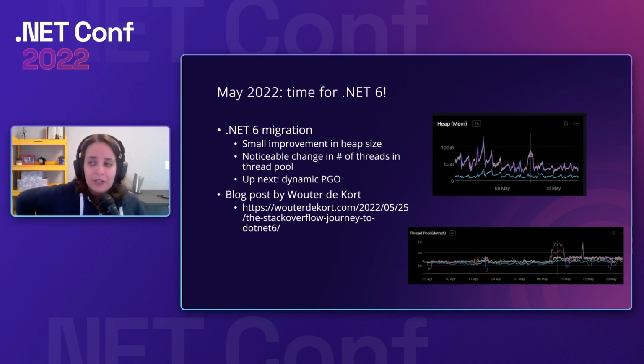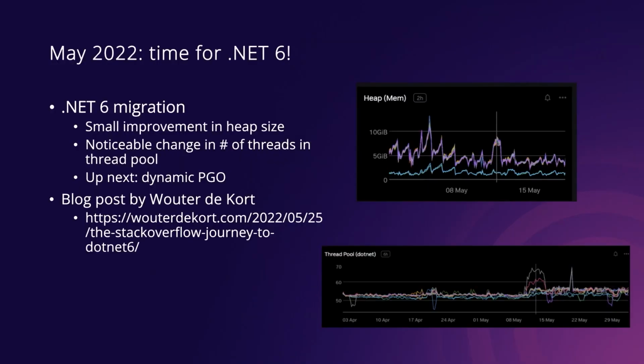Now, let's see some numbers of what happened after we migrated to .NET 6. We saw a small improvement in heap size for sure. It was typically between 5 and 10 gigabytes, and it dropped a little bit to under 5 gigabytes right after we migrated. Other than that, another noticeable change was the way that the threads and thread pools were behaving.